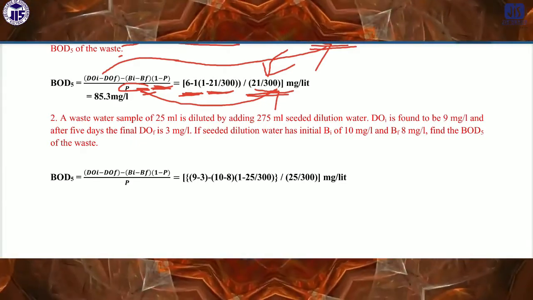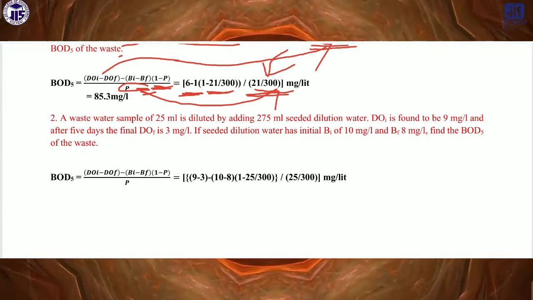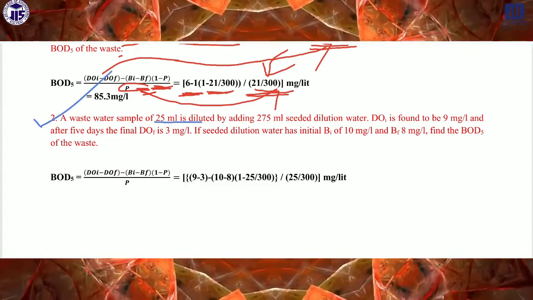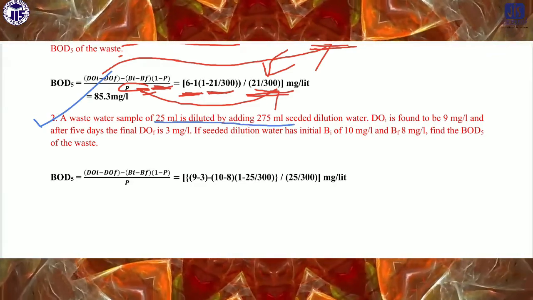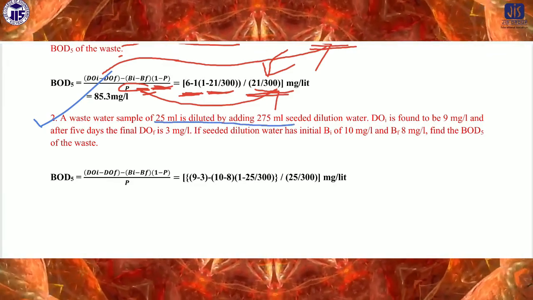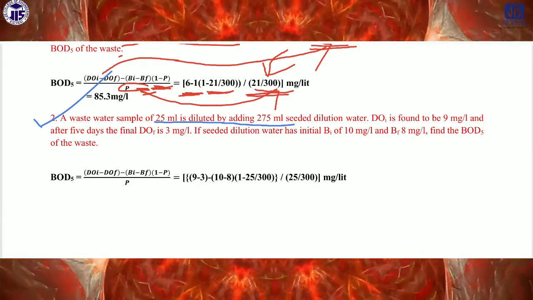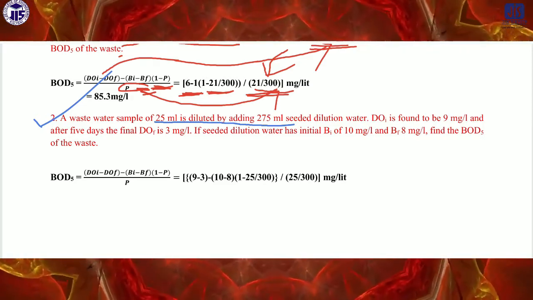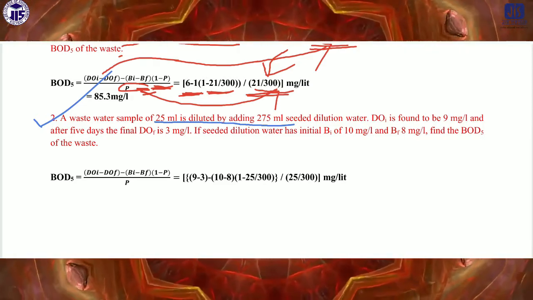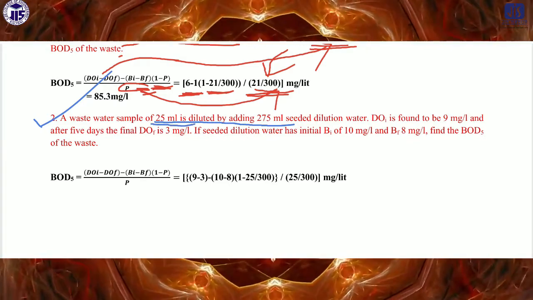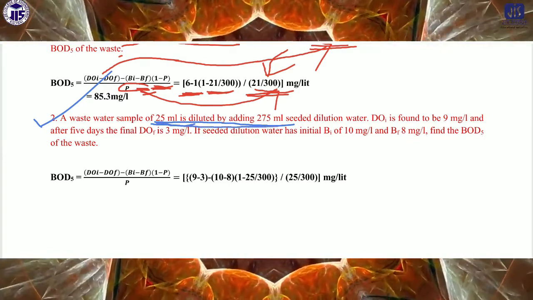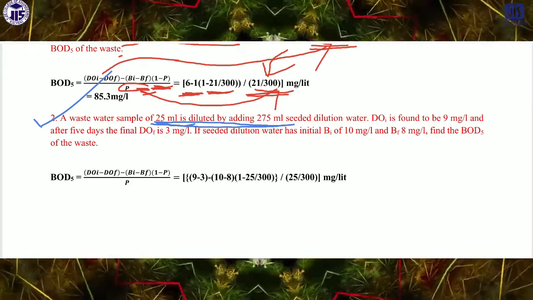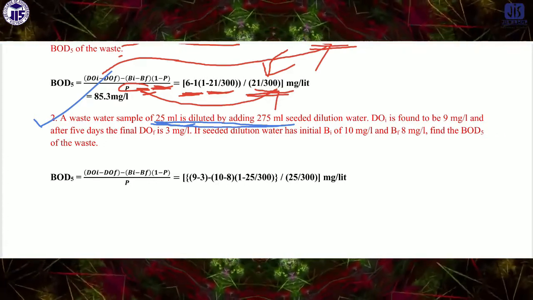So look here in the second problem, what is given. A wastewater sample of 25 ml is diluted by adding 275 ml seeded dilution water. Now here is the trick, you have to understand properly. Here it is written that the wastewater sample of 25 ml is diluted by adding 275 ml seeded dilution water. That means what is the total volume of the container? What is the total volume of the bottle?